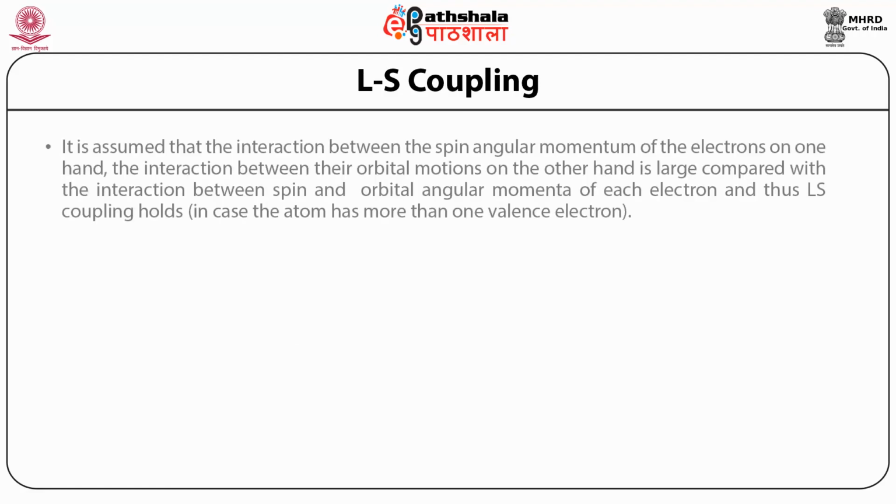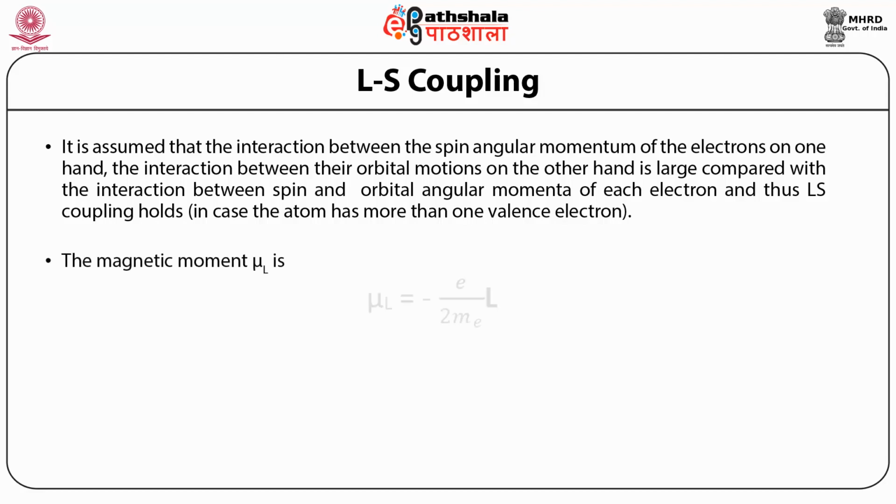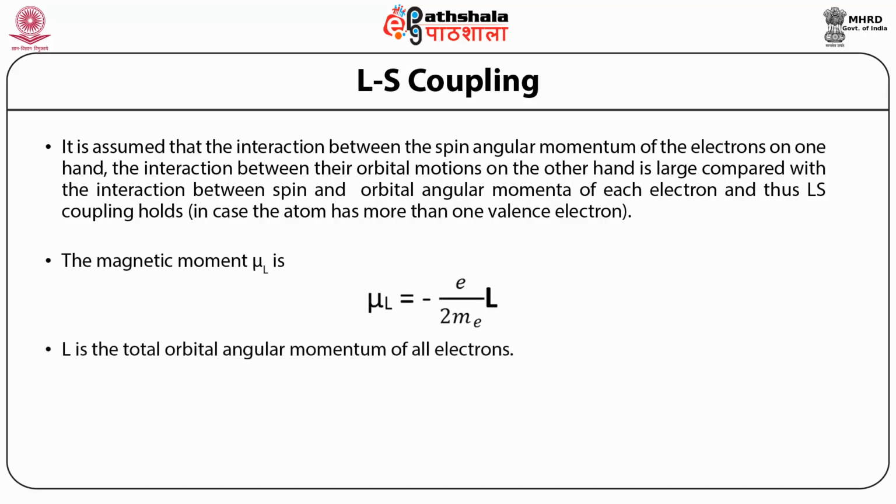Coming to LS coupling, it is assumed that the interaction between the spin angular momenta of the electrons on one hand, and the interaction between their orbital motions on the other hand, is large compared with the interaction between spin and orbital angular momenta of each electron, and thus LS coupling holds. In case of atoms that have more than one valence electron, the magnetic moment mu_L is minus 2 e upon 2m_e L, L being the total orbital angular momentum of all electrons. The magnetic moment mu_s is then equal to minus 2 e upon 2m_e S. Here S is the total spin angular momentum.